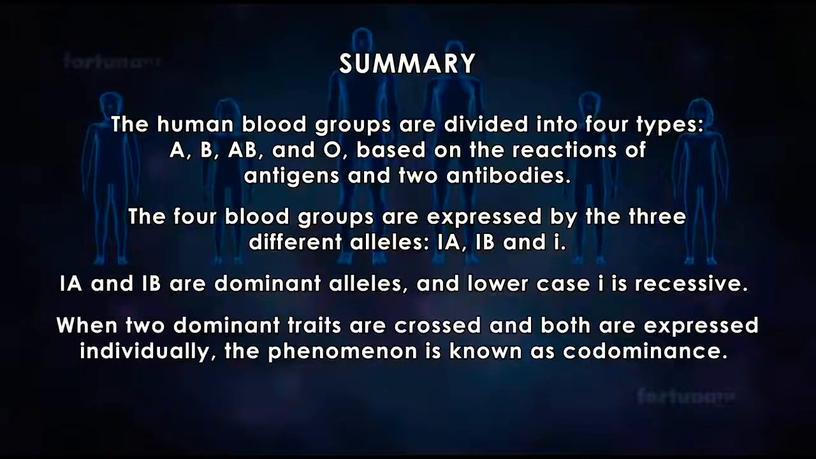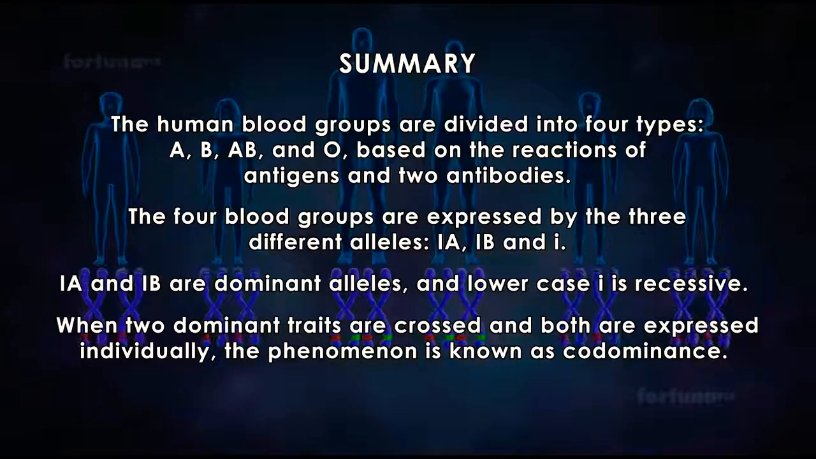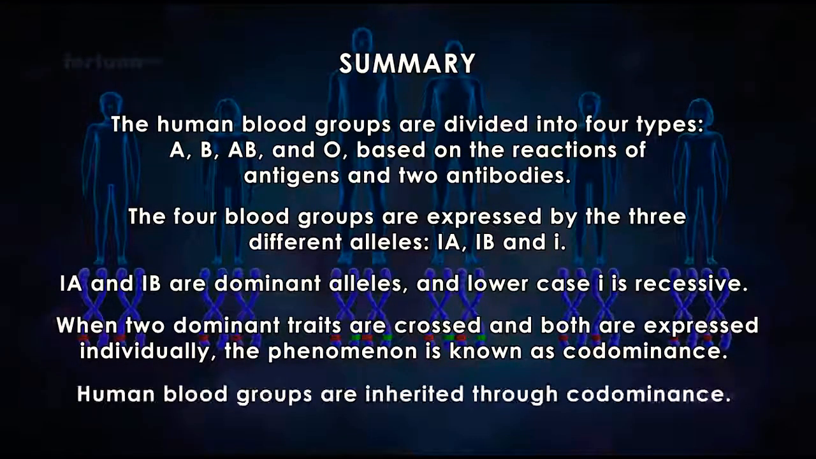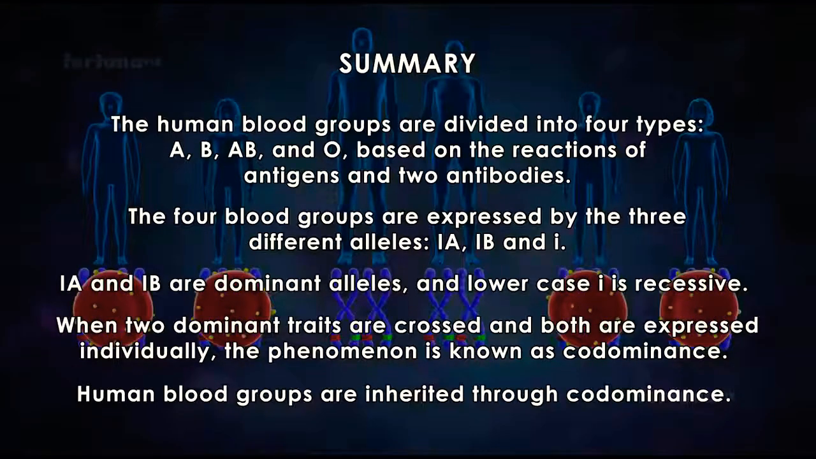When two dominant traits are crossed and both are expressed individually, the phenomenon is known as codominance. Human blood groups are inherited through codominance.